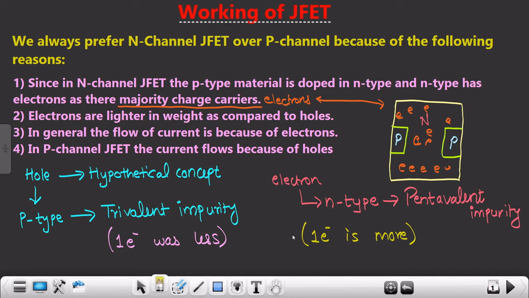and there I will just consider N channel JFET. So for P channel JFET, it's like homework to you all guys. You do it on your own. If you face any difficulty in it, feel free to ask me at any time.